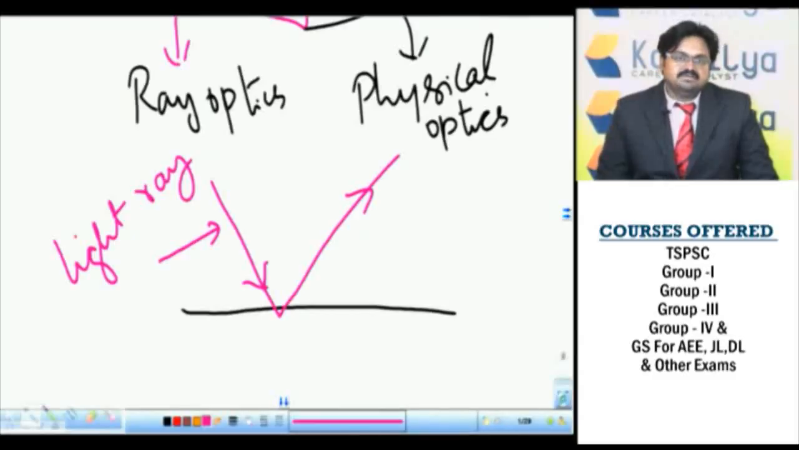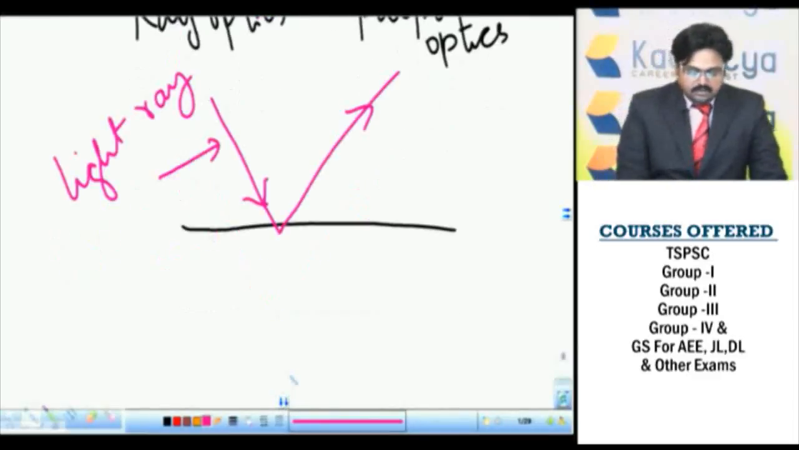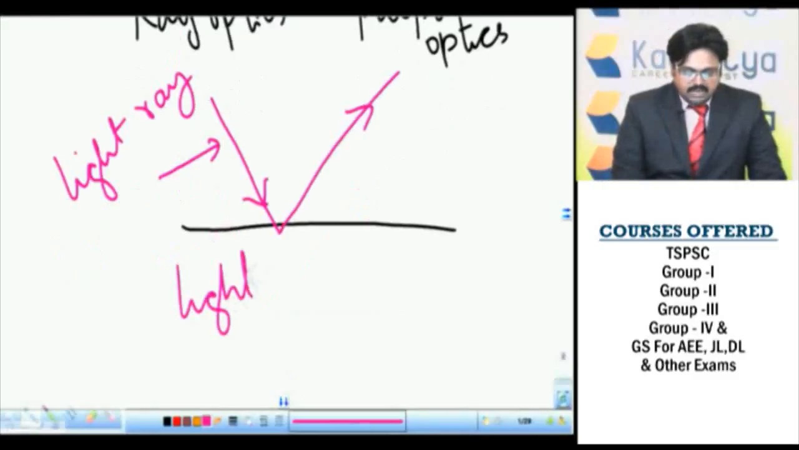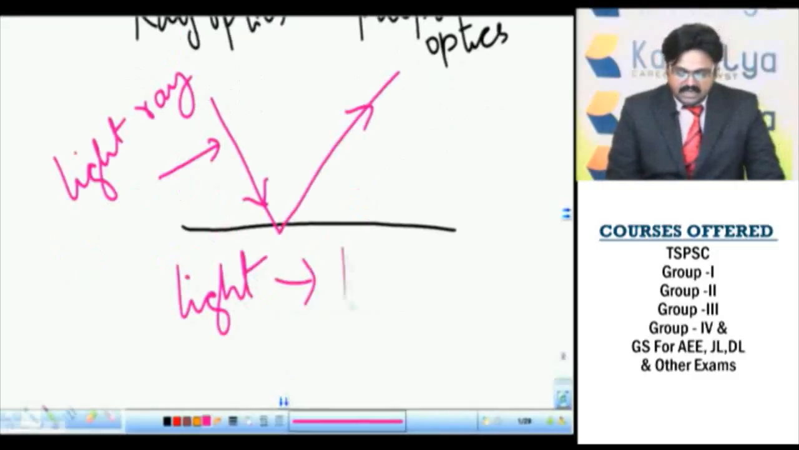Now we know that waves are divided into two types: one is the longitudinal wave, the other is the transverse wave. Light is a transverse wave. Most waves get reflected when they bounce on a surface, a denser medium. Now what actually is light? What do you mean by light? Actually, light is an electromagnetic wave.